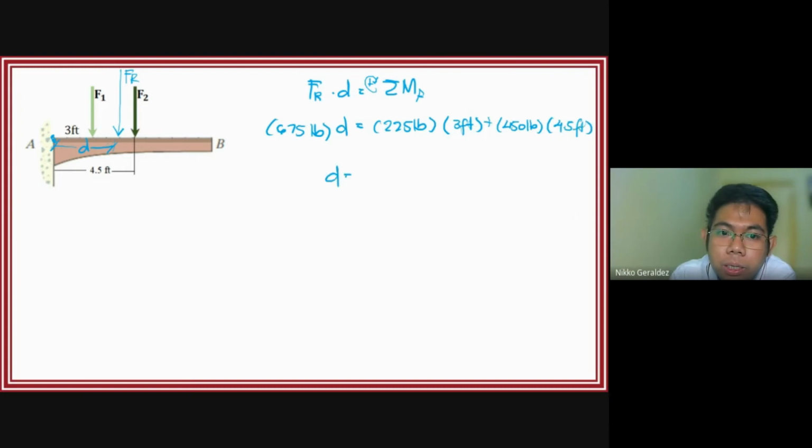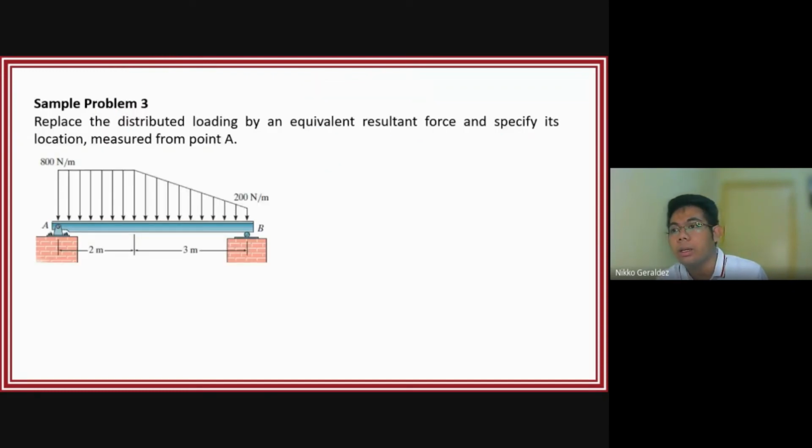Solving for D, so that is equal to 4.4 feet. So, that is the distance of the resultant force from point A. So, that's all. Another example, the last.